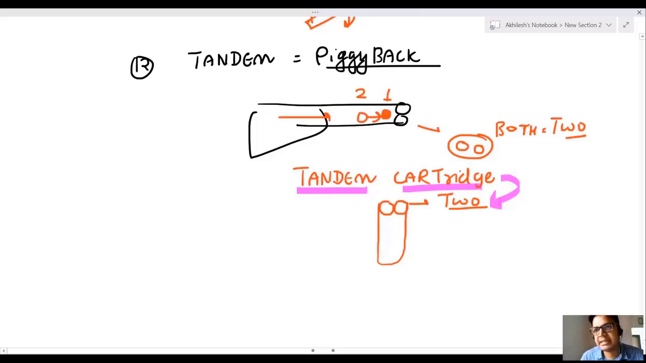Chalo, mere saath jawab do. Pehle aapko kuch picture dikha deta hun. I will show you some pictures. Then you can see. Pehle to revise karo.